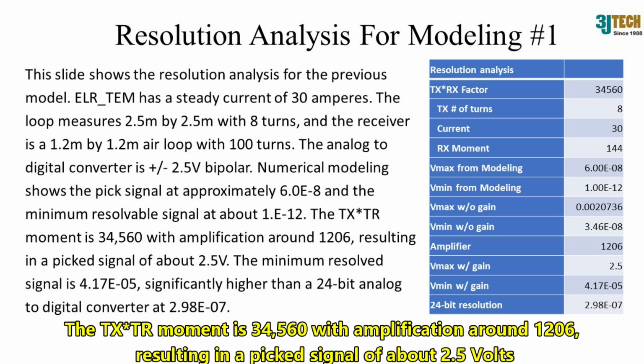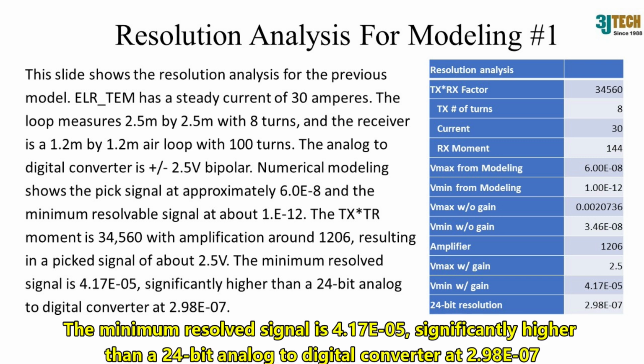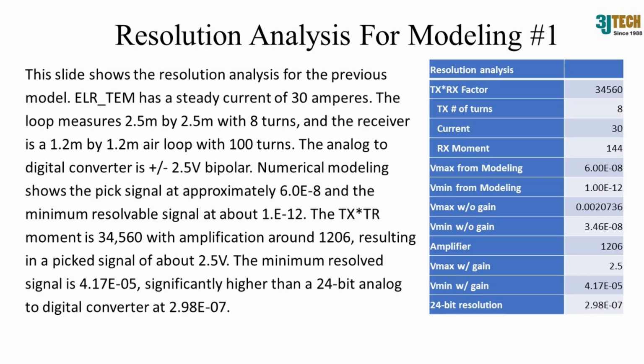The TX-TR moment is 34,560 with amplification around 1,206, resulting in a peak signal of about 2.5 volts. The minimum resolved signal is 4.17 times 10 to the power of -5, significantly higher than a 24-bit analog to digital converter at 2.98 times 10 to the power of -7.